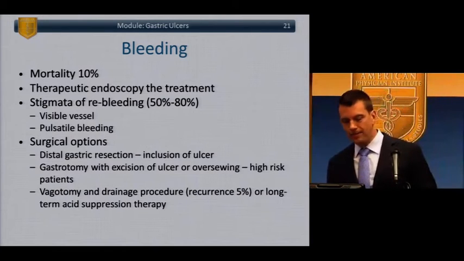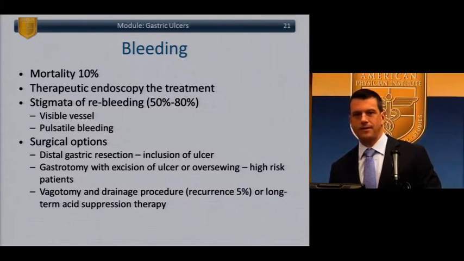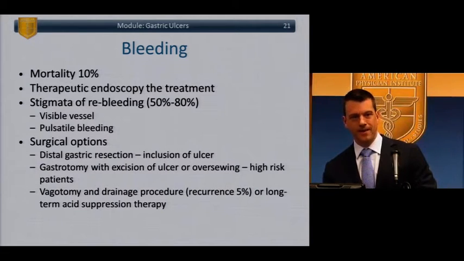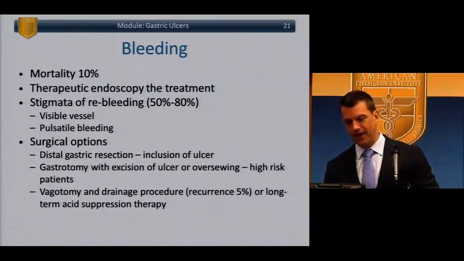So for surgical options, you can do distal gastric resection with inclusion of the ulcer. Can do a gastrotomy and just oversew in very high-risk patients where you don't have time to be doing reconstruction and a Billroth and all those things. Just get in. Usually these patients, if they're having bleeding, are going to be sicker than most and really in a damage control style. You really don't have a lot of time to do an operation you haven't done in quite some time in the OR, and you really just need to stop the bleeding acutely. And so that is an option.